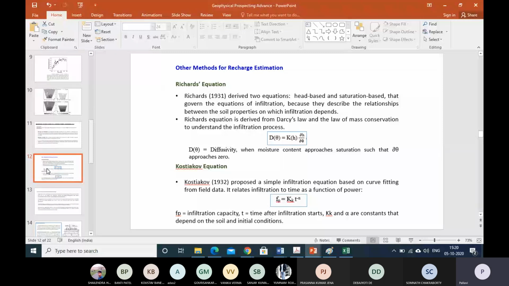So if you see the earlier equation, that is a very simple equation, but the problem is that it is not sufficient. The second one is also a very old equation. Presently there are other equations for potential recharge, and those equations are very complicated. So I have given one example to see.